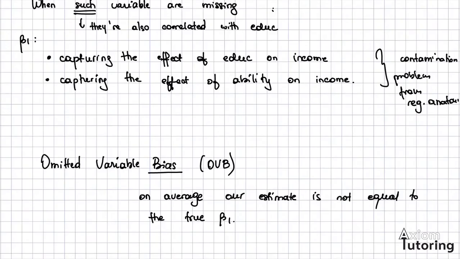Now, what's the intuition behind this contamination? If you think back to the regression anatomy, when we include ability, regression removes its influence from both education and income.